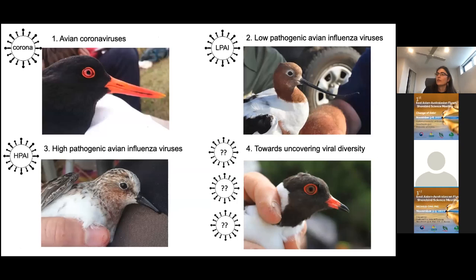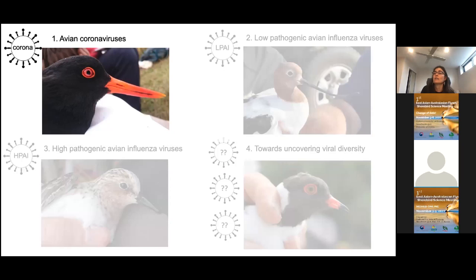So how the talk is going to go is I'm going to highlight 3 virus species that we've done a bit of work on in shorebirds, talk a little bit about some of our more recent work in uncovering viral diversity in shorebirds, and then at the end I just want to talk about the ramifications of viral infections in shorebirds. And I thought I'd start this talk with avian coronaviruses, mostly because everybody is talking about coronaviruses these days.